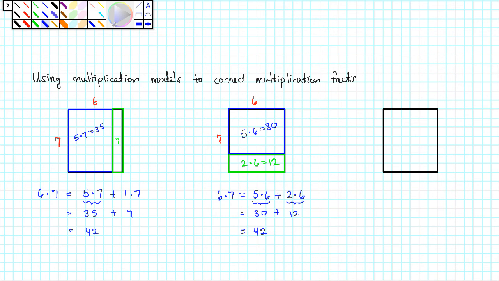Okay, so another way that we might do this is maybe we go, well, I know that 6 is 2 3s, so what if we just divide this down the middle and say I have 2 groups of 3 times 7.